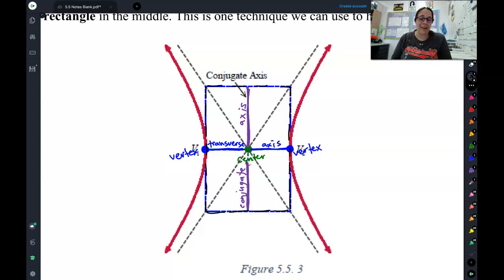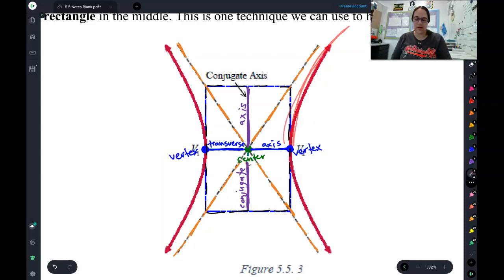The reason we come up with a guide rectangle is because we're going to draw diagonal lines through the guide rectangle. So that's these lines right here through the guide rectangle. And these lines will actually become asymptotes. So these are the two lines that the branches of your hyperbola follow but never cross. And you can see that here. The branches follow this asymptote line, but they don't cross it. So this is an asymptote. This is an asymptote.